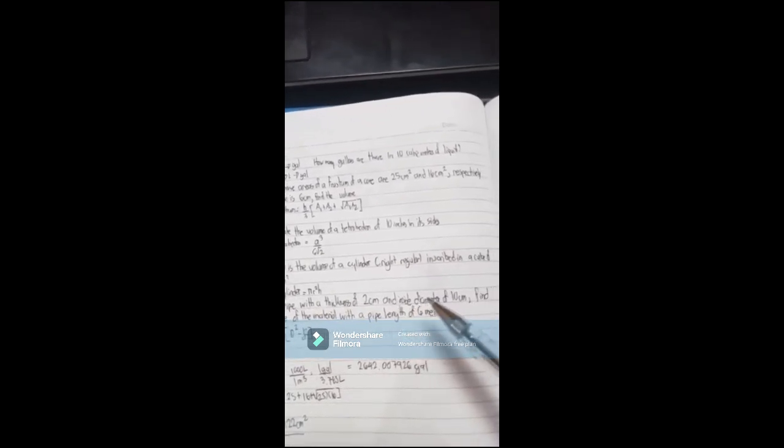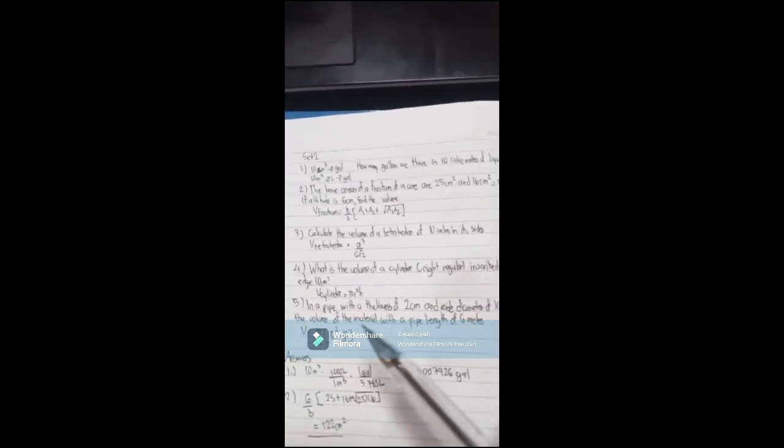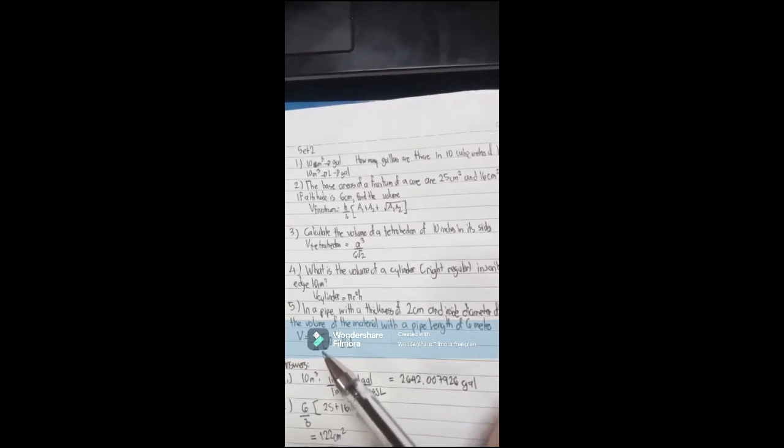Number 5, set 2, last question. In a pipe with a thickness of 2 centimeters and inside diameter of 10 centimeters, find the volume of the material with a pipe length of 6 meters. And this is the formula that we will be using.